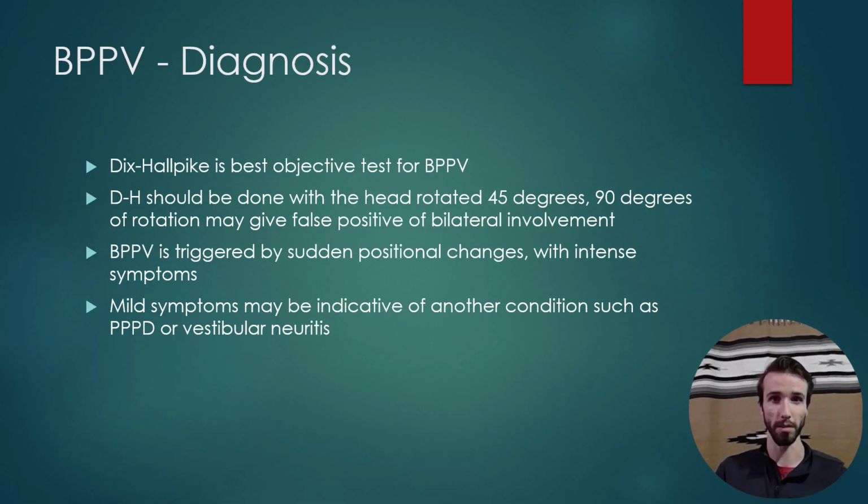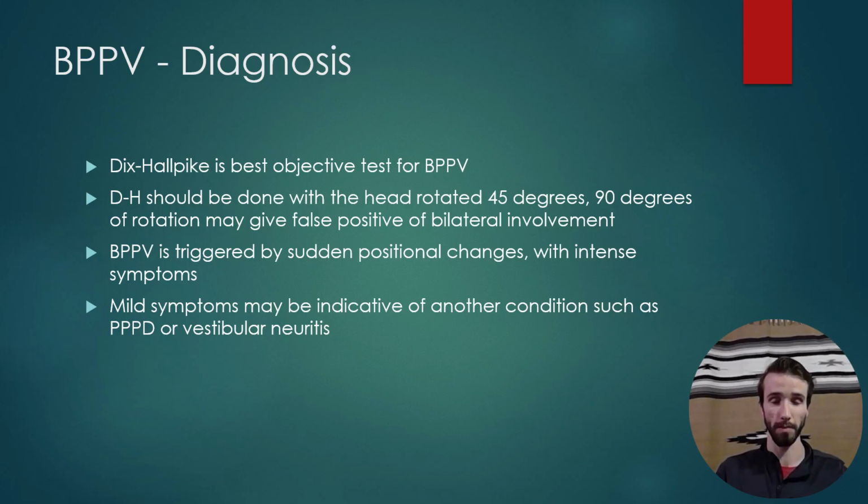For diagnosis of BPPV, the Dix-Hallpike maneuver is the best objective test for this. It should be done with the head rotated 45 degrees towards the affected side. It has been shown that anything past 90 degrees of rotation may give a false positive to the other side. This would not be ideal because we want to identify one side at a time for the BPPV so we can best treat it with the Epley or whichever canalith repositioning maneuver you prefer.